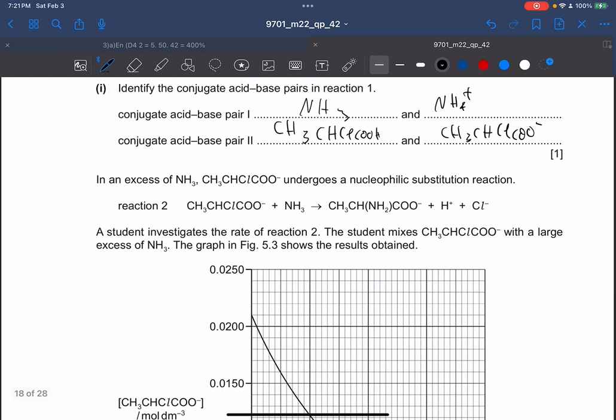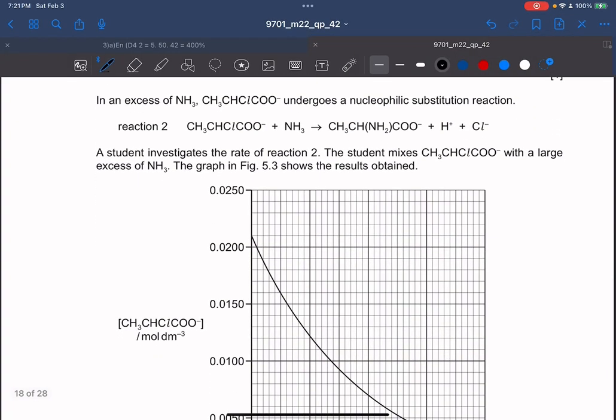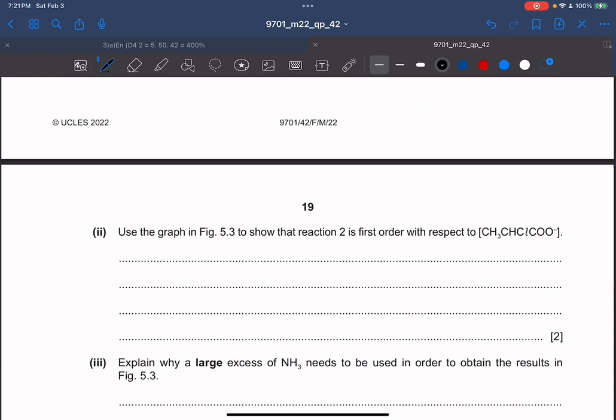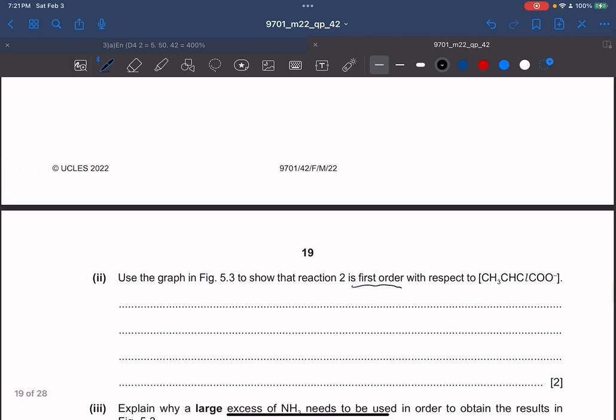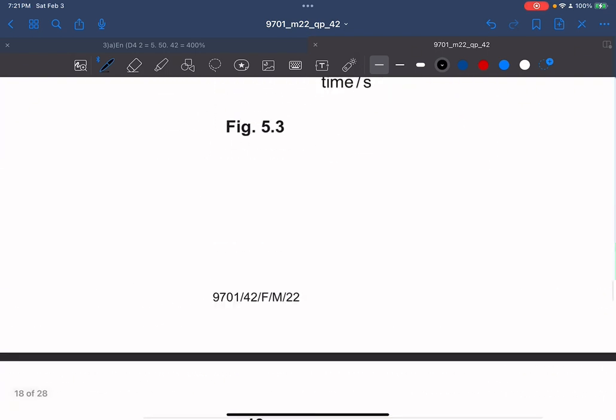With an excess of NH3, CH3CHClCO minus undergoes a nucleophilic substitution, so SN. A student investigates the rate of reaction of 2. The student makes CH3CHClCO minus react with an excess of NH3. Use the graph. Okay. So the easiest way to show that it's first order is that there's a constant half-life.